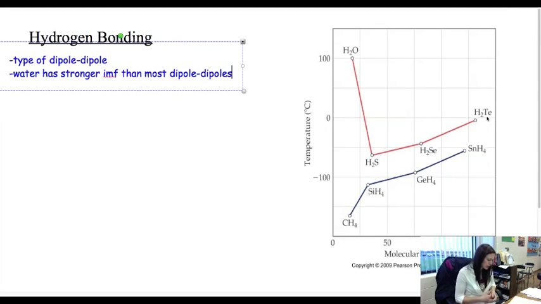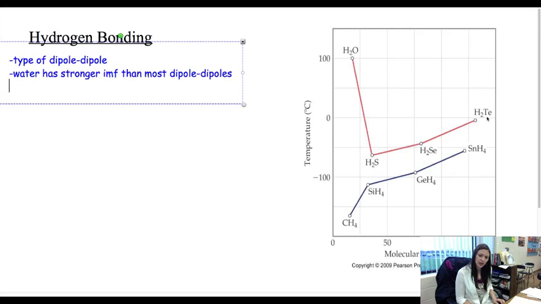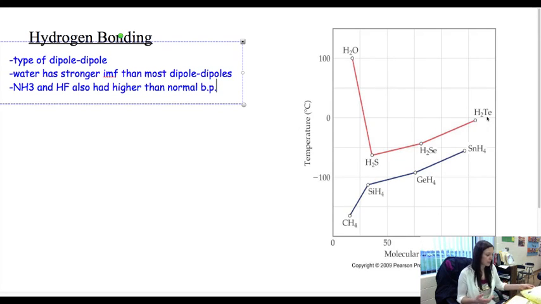So what happens here, okay, is that it looked at a couple other examples as well. So people saw that NH3 and HF also had higher than normal boiling points. So people were wondering exactly why this happened. Okay, so we're going to talk a little bit about what exactly a hydrogen bond is. But it came about from looking at water, okay, which is probably the most typical hydrogen bond.